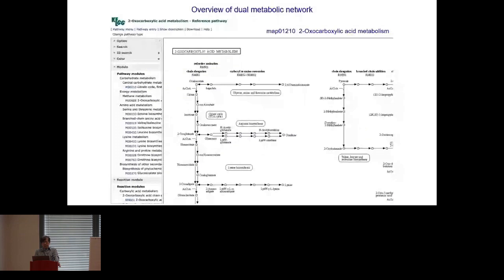So we have what we call an overview of the dual metabolic network. This is the same network as you saw in the diagram in the previous slide, but this one you can see on the KEGG website as one type of overview network. This overview network is drawn in a traditional way. We don't have boxes. We just have circles as compounds and lines or arrows as reactions or enzymes or genes.